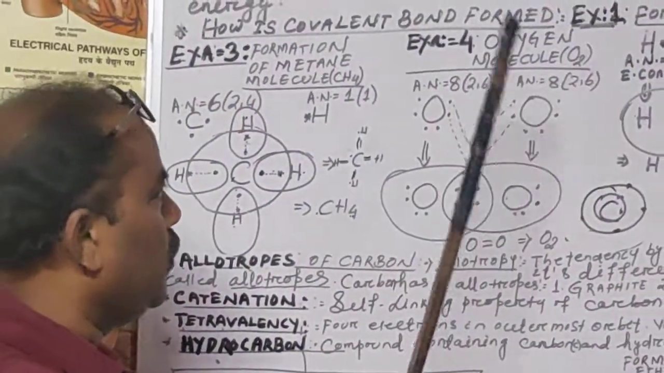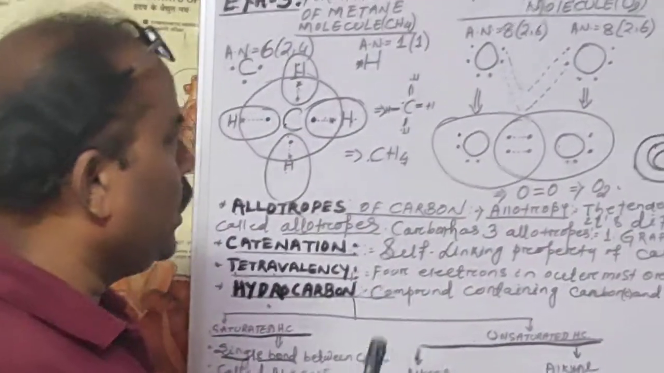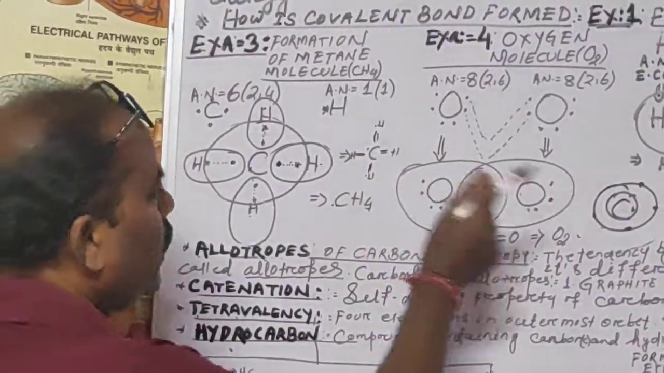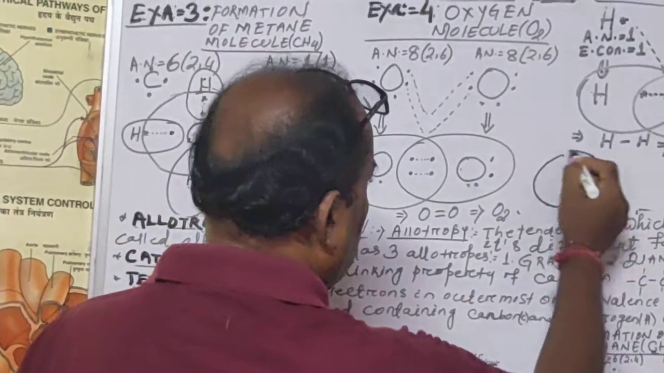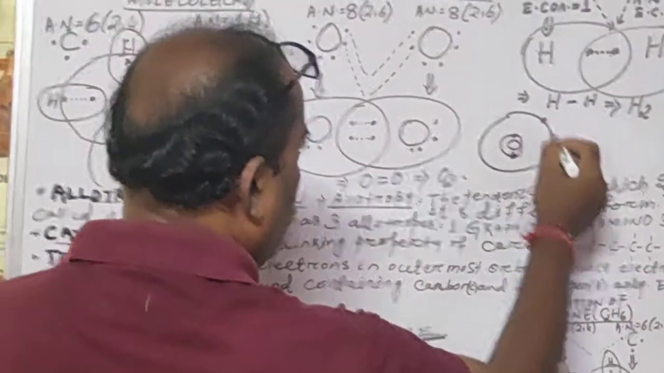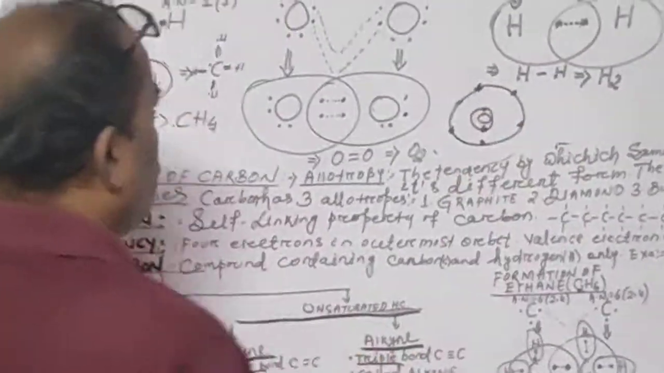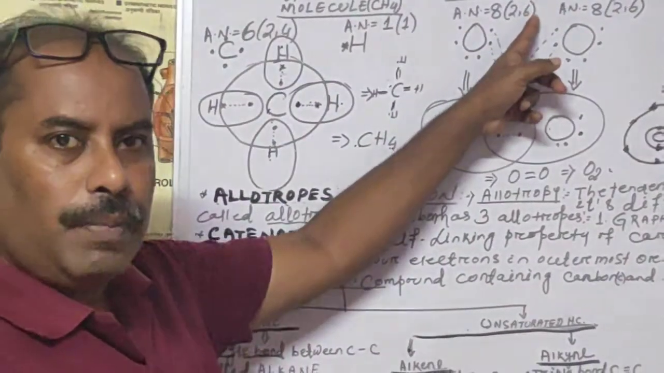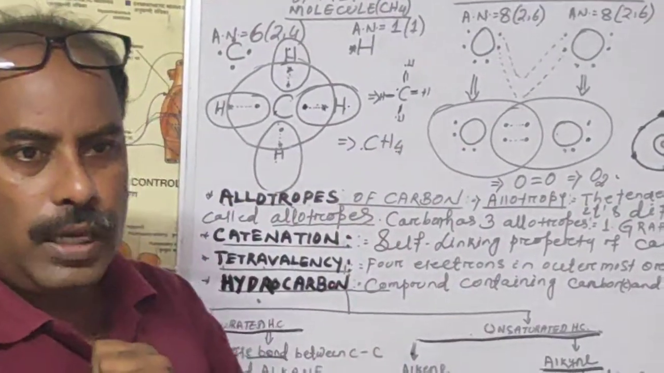How is the oxygen molecule formed? The oxygen molecule is also a diatomic molecule because it contains 2 atoms of oxygen. Let us see. What is the atomic number of oxygen? 8. So it has 2 inside and 6 outside: 1, 2, 3, 4, 5, 6. These are the valence electrons. Then how many electrons does it need? It needs 2 electrons to make itself 8. So oxygen will try to gain 2 extra electrons.